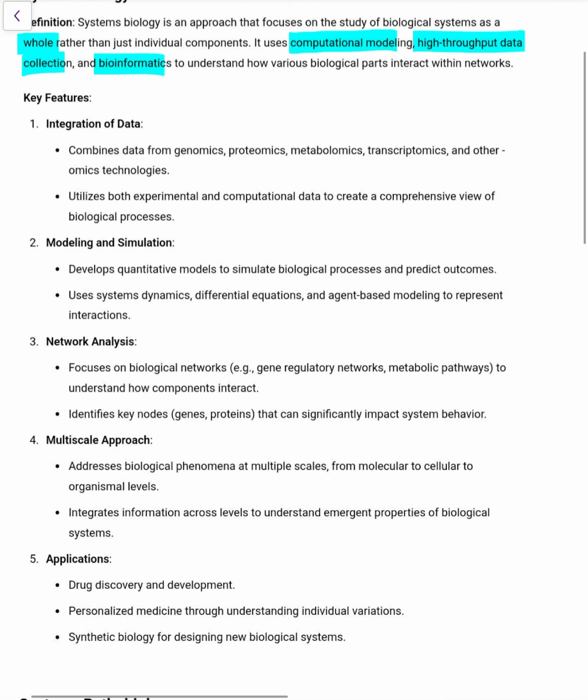So what are the key features? Integration of data. It combines data from genomics, proteomics, metabolomics, transcriptomics, and other omics technologies, and it utilizes both experimental and computational data to create a comprehensive view of biological processes.